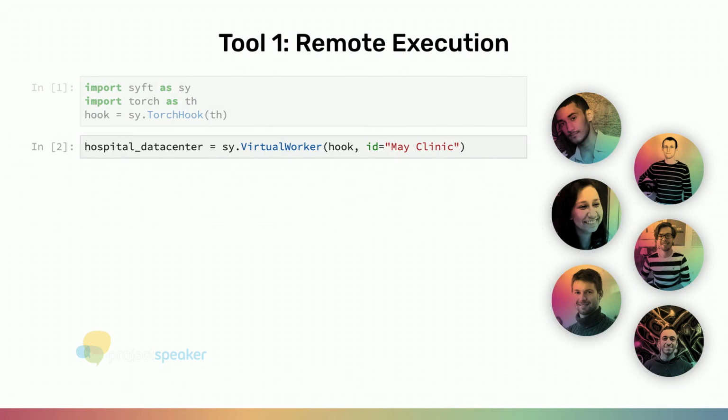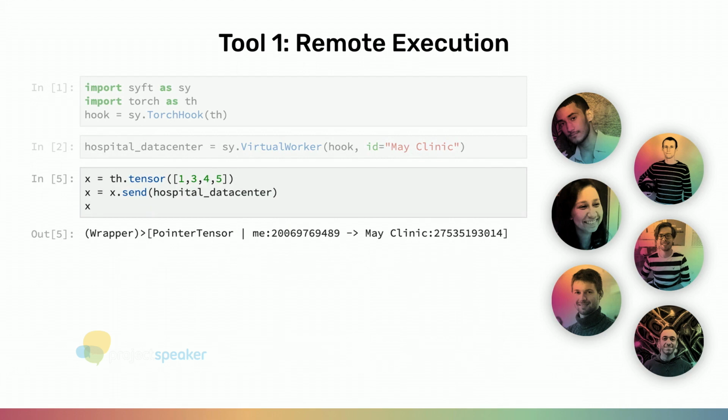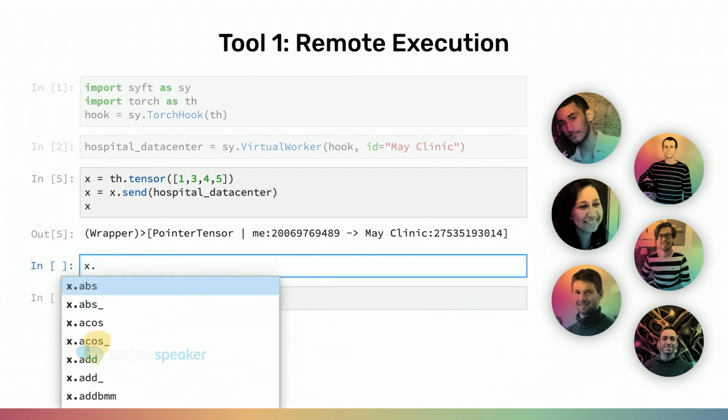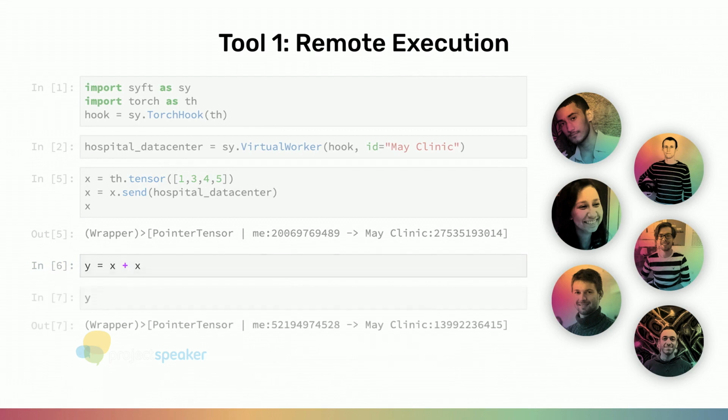Then we initialize a reference to a remote machine. In this case, it's one relating to, say, a hospital data center. This allows us to actually interact with PyTorch operations and PyTorch tensors that live on this machine. So in this case, we can send a tensor to this hospital data center, and what gets returned to us is a pointer. This pointer has all of the functionality that PyTorch would normally have, but when you actually use the PyTorch API, instead of executing it locally, it forwards commands to the remote machine and returns back a pointer to the result.